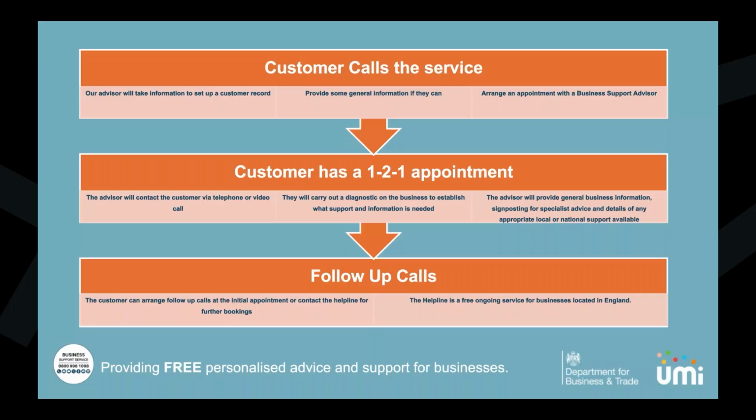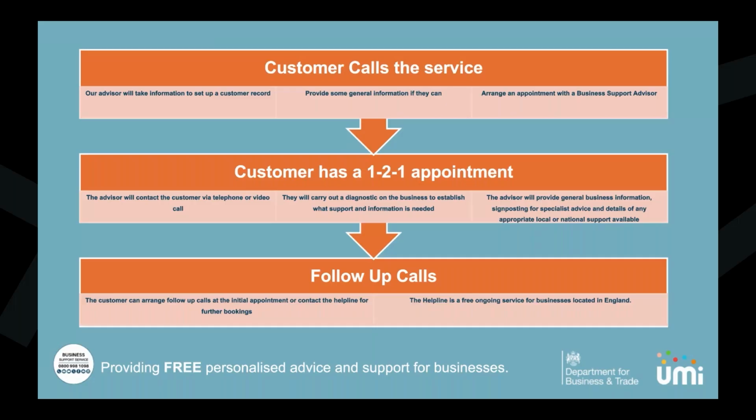Ultimately, they'll create an account in our system if you've never spoken to us before. They'll take some important details, things such as your name, your email address, your telephone number that we'll use for security, and your postcode, so that we can email you and also identify localised support. They can provide some general information, and then arrange an appointment with one of our tier two business support advisors.